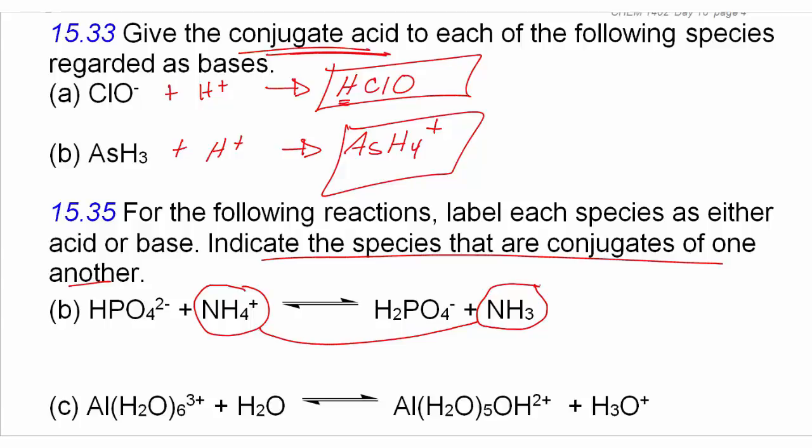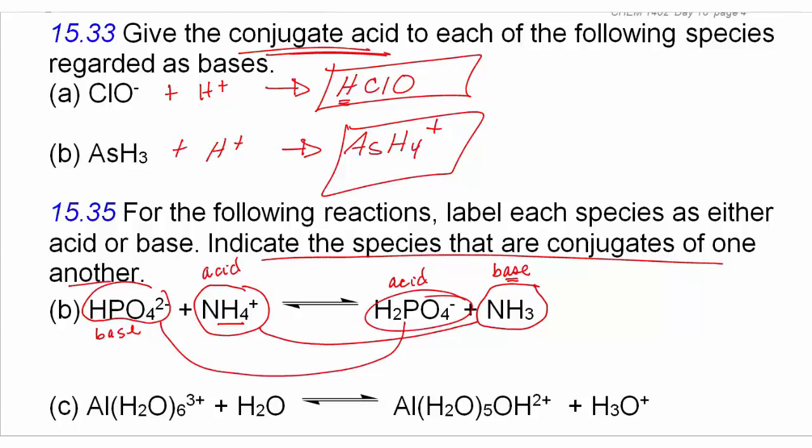So you have ammonium and ammonia. Which one is the conjugate acid? Ammonium is, right? It has more hydrogens. So that means this must be acting like a base. And now everything falls together. If ammonium is acting like an acid, this hydrogen phosphate has to be acting like a base. And if ammonia is acting like a base, this has to be acting like an acid. Okay? So here's another conjugate pair. Do the same thing for C.